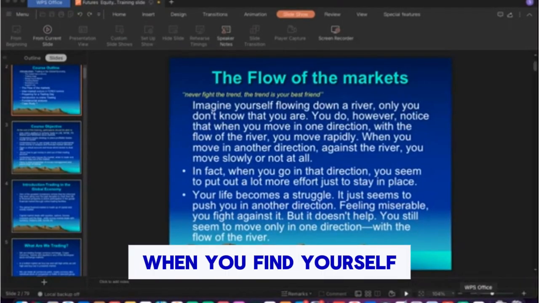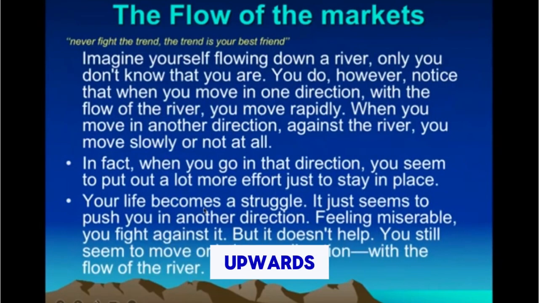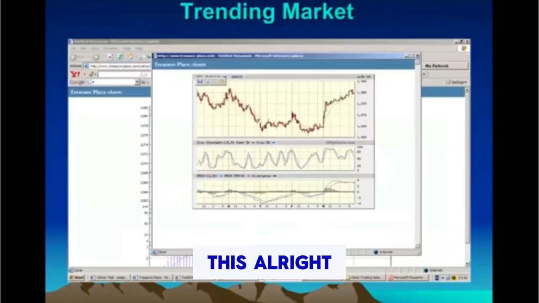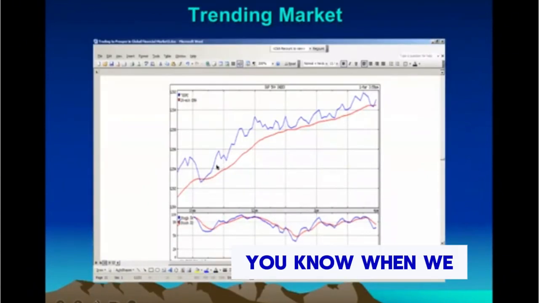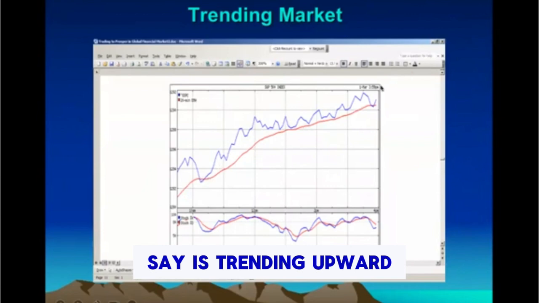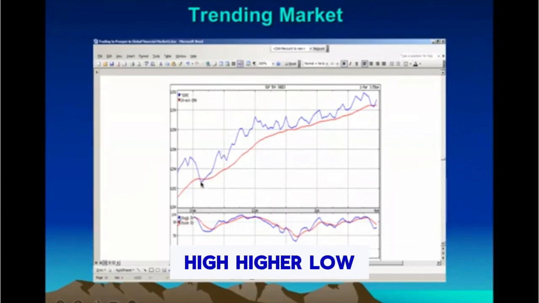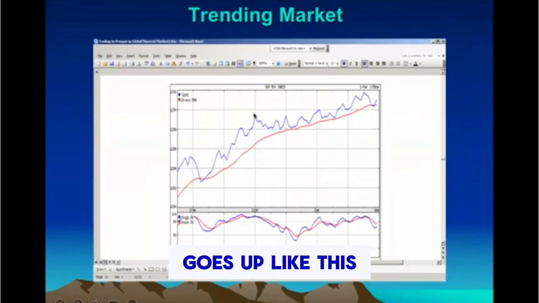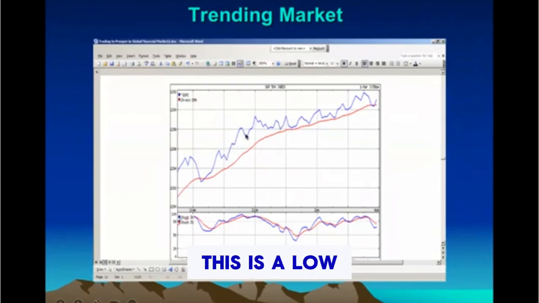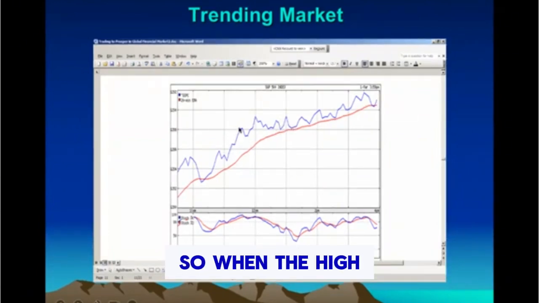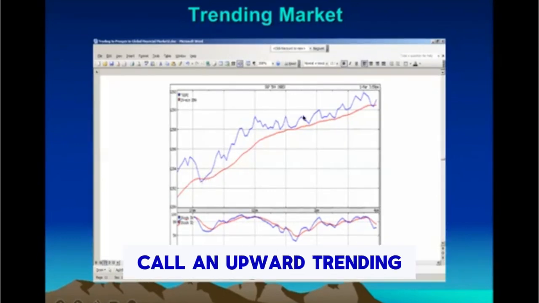When you find the market is trending upwards, let me give you a picture of this. All right, let's have this picture here. The market is trending. When we say it's trending upward, this is a higher high, higher low. When it goes up like this, comes down, goes up like this, comes down, this is a high, this is a low. This is a high, this is a low. So when this high is higher than the last high, this is what you call an upward trending market.